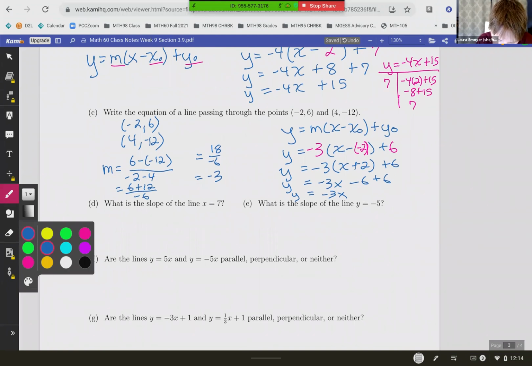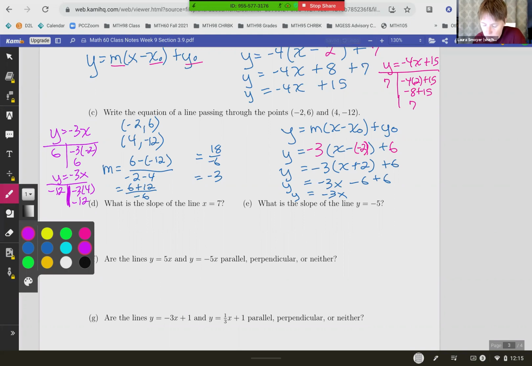I'm feeling a little uneasy maybe because I've got that strange y-intercept of 0. If I put in either point, it should work. So I could put in 6 and -2. -3 times -2 is 6. That works. And I can try the other one as well. -12 is supposed to be equal to -3 times 4. Also works. So I can perform a check with the points I have to make sure I haven't made a calculation mistake.